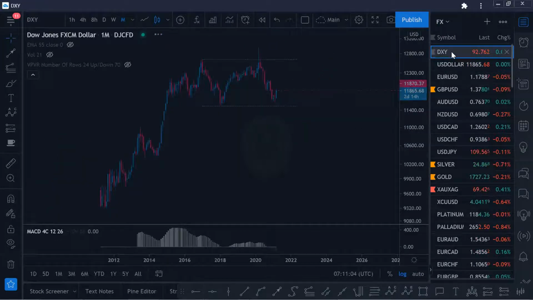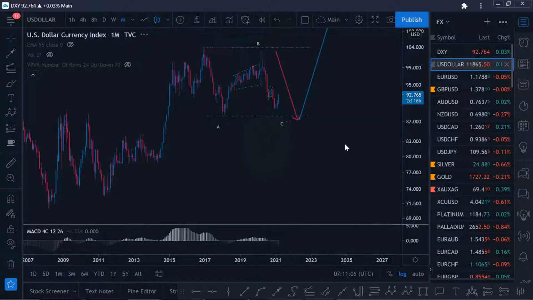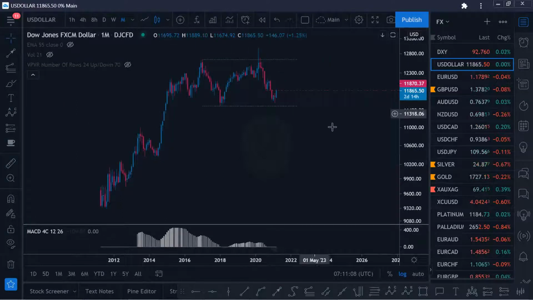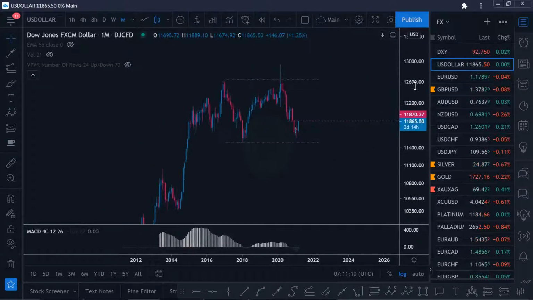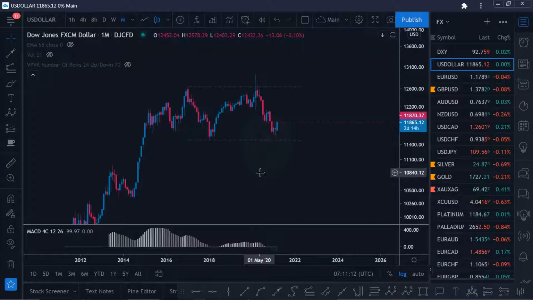So the DXY is obviously very broadly based in the euro, but the FXCM dollar index is more split out. It's an equal weighting against the Aussie dollar, the British pound, the yen, and the euro, if I'm not mistaken.